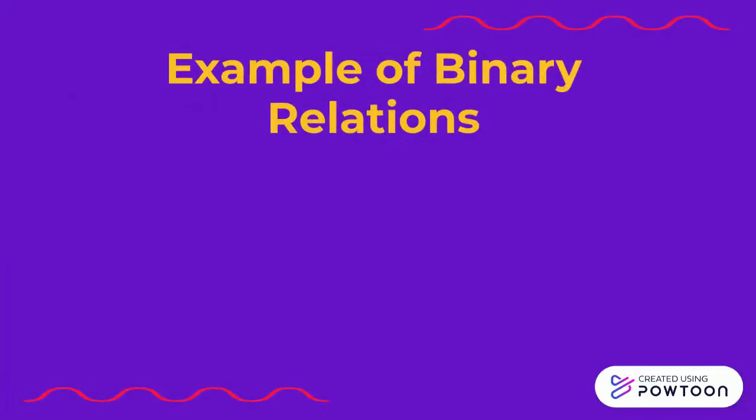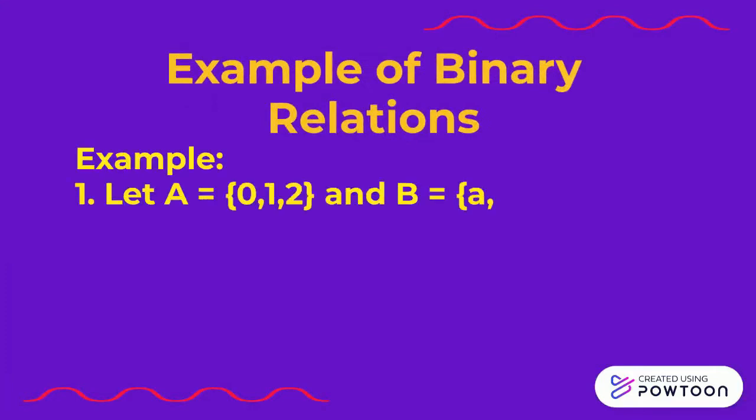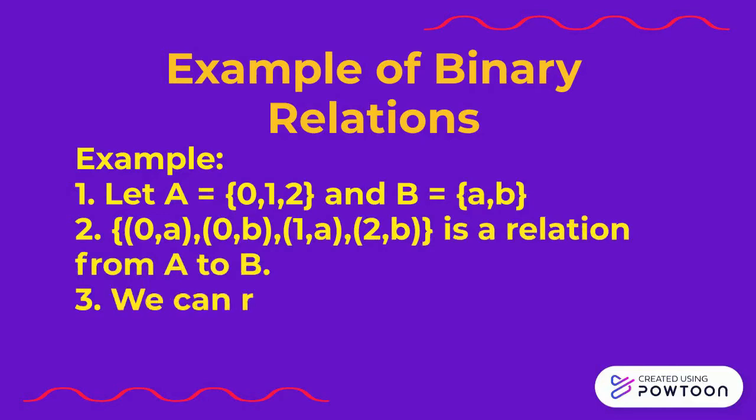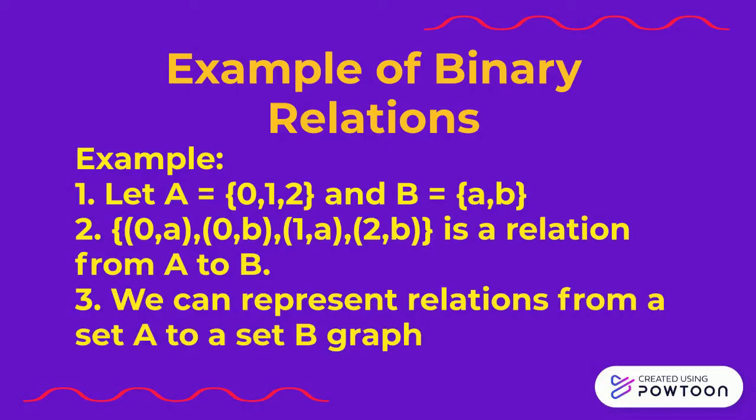Example of binary relations. Let A equal 0, 1, 2 and B equal a, b. (0,a), (0,b), (1,a), (2,b) is a relation from A to B. We can represent relations from set A to set B graphically or using a table.